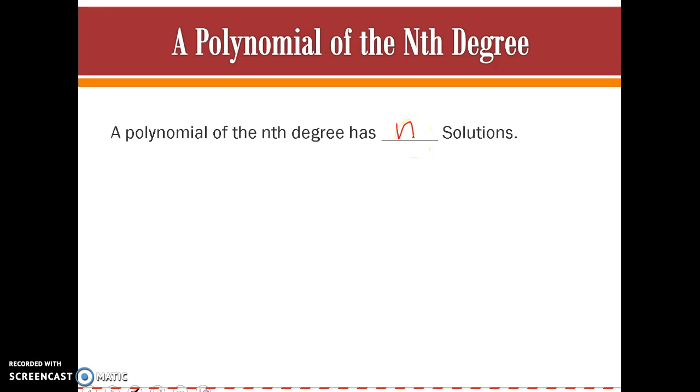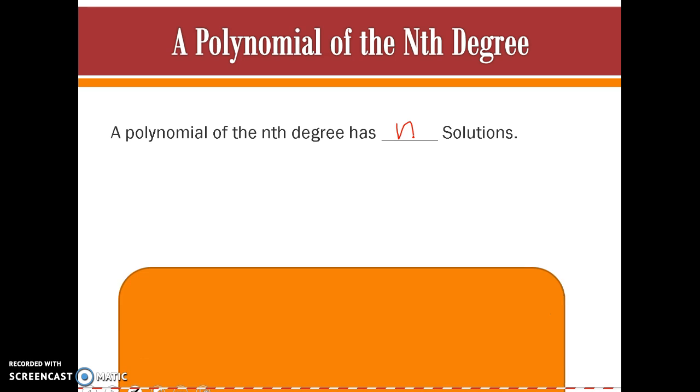So if we have a second degree polynomial, it's got 2 solutions. If it's a third degree polynomial, a cubic polynomial, it's got 3 solutions. Now they might be real, they might be imaginary, they might be rational, they might be irrational, but there are 3 solutions. There might be one that shows up twice, that has a multiplicity of 2, but there are still 3 solutions. If it's a 7th degree polynomial, it's got 7 solutions. How does this help us with anything?